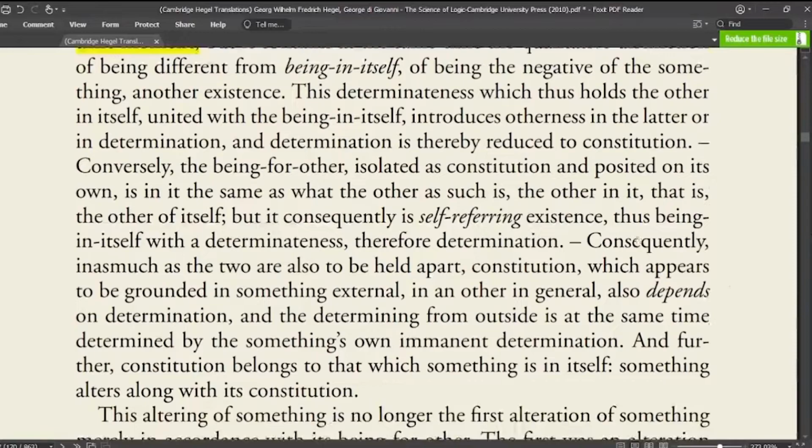Conversely, the being for other, isolated as constitution and posited on its own, is in the same as what the other as such is, the other in it, that is, the other of itself. But it consequently is self-referring existence, thus being in itself with a determinateness, therefore determination.